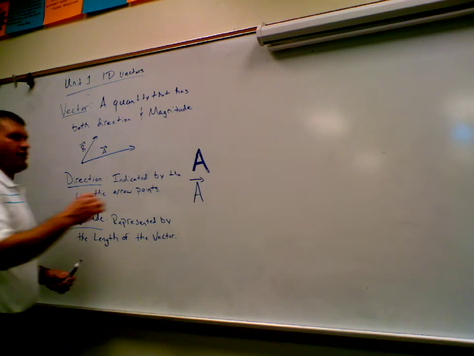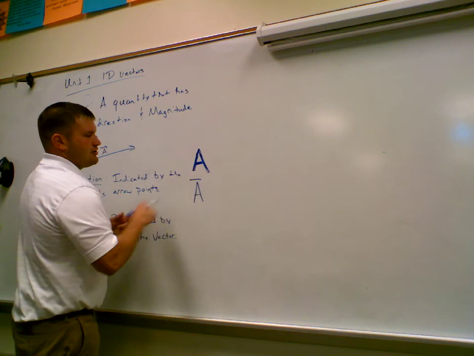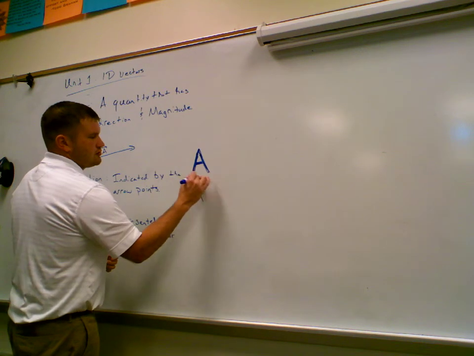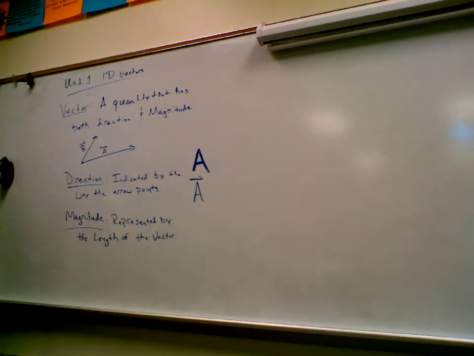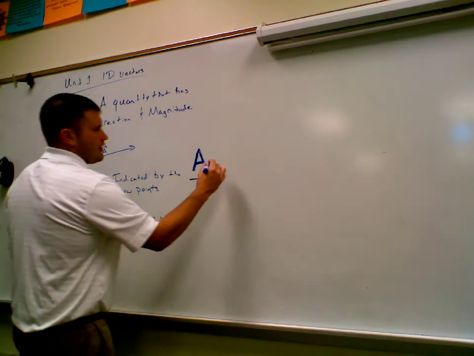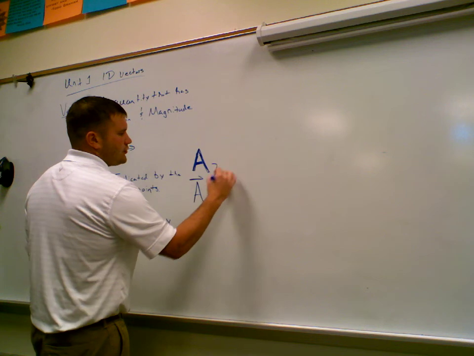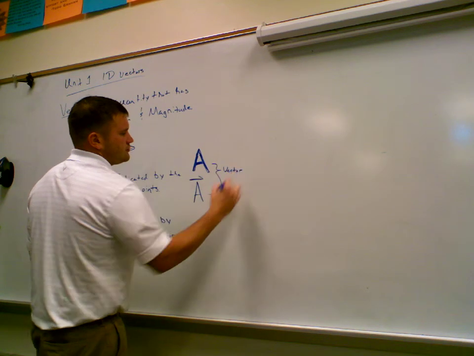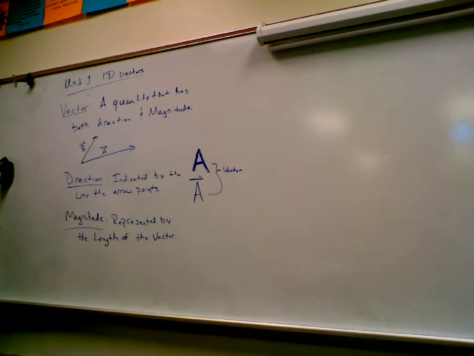Now sometimes when I'm drawing on the board, I get a little lazy, and I just draw the arrow like this, with just one side of the arrow. That's fine too. So either bold letters or arrow on top, both of these mean vector. Completely up to you. These are your notes.